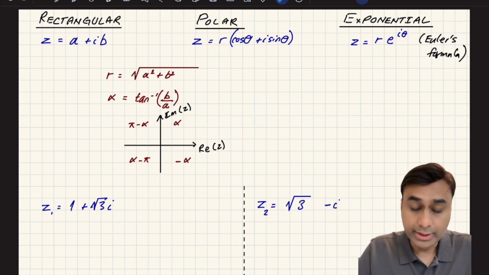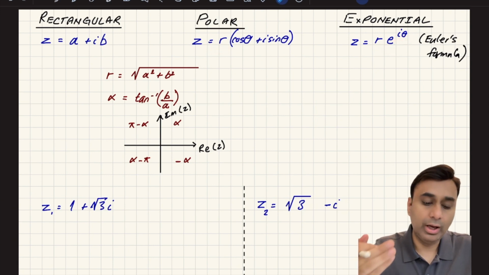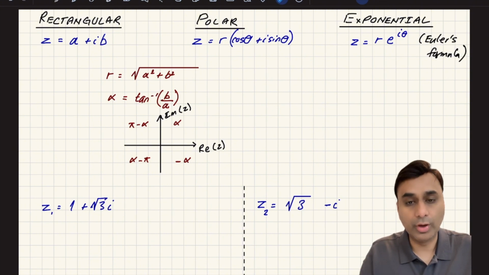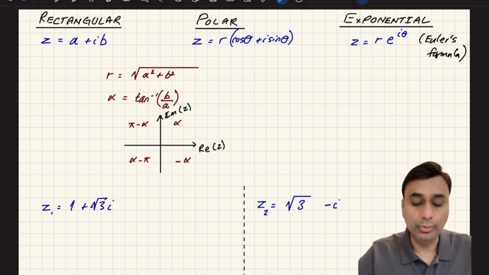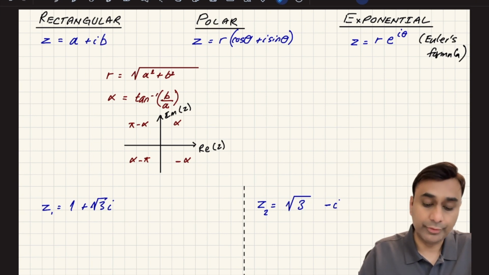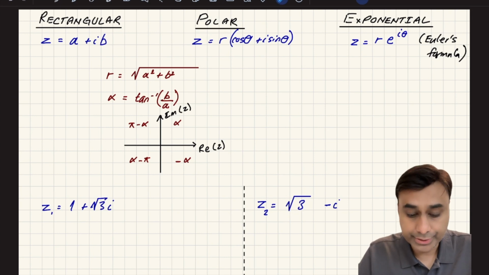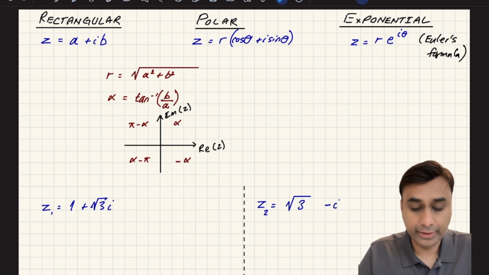Now, these are interconvertible forms. Like if you have a rectangular form, you can convert it into a polar form, or if you have a polar form, you can easily convert it into an exponential form or back to rectangular form. And that's very, very important to be able to do these operations efficiently and effectively.